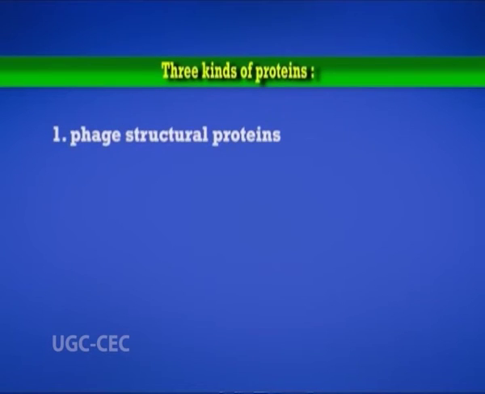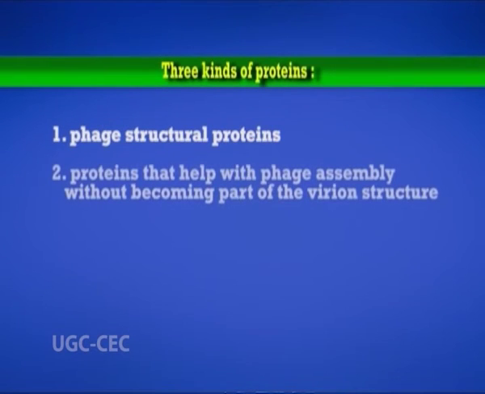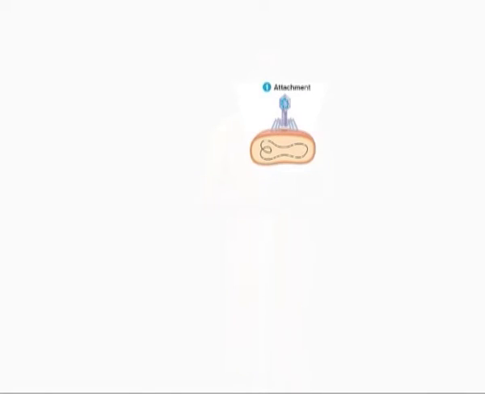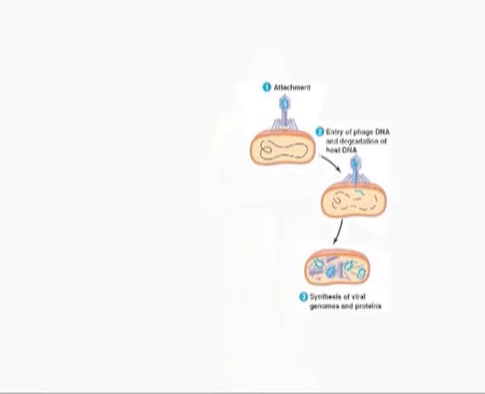The assembly in the T4 phage is complex. The late messenger RNA directs the synthesis of three kinds of proteins: the phage structural proteins, the proteins that help with phage assembly without becoming part of the virion structure, and the proteins that are involved in cell lysis and phage release. In T4 phage, the late mRNA transcription begins about 9 minutes after the DNA is injected into the bacteria, and simultaneously all the proteins that are required for the phage assembly are synthesized.